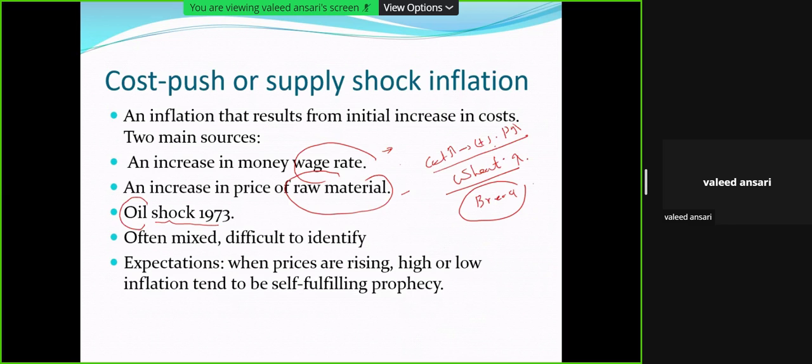I will continue in my next lecture tomorrow, and will elaborate further upon why it may be difficult to identify, and what role expectations also play in rising prices.